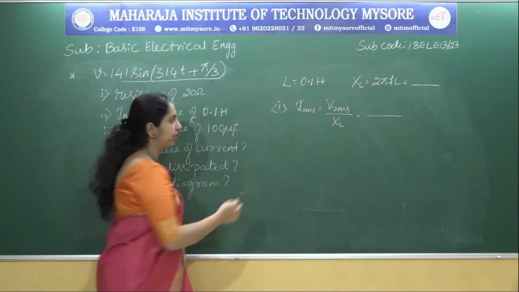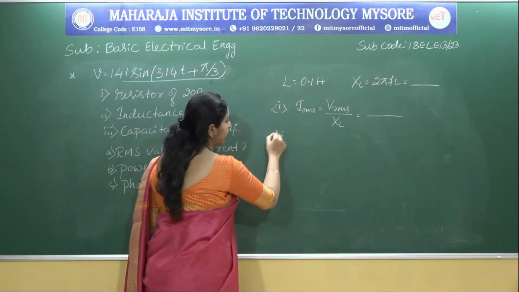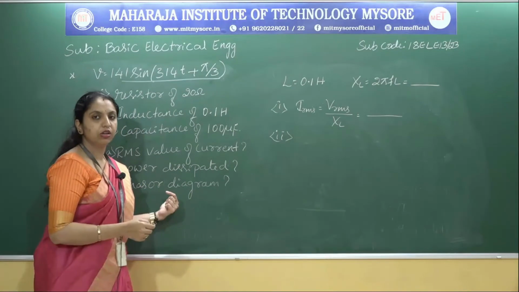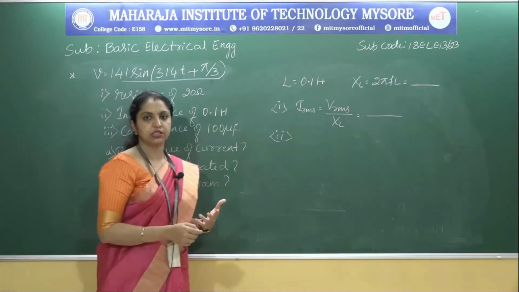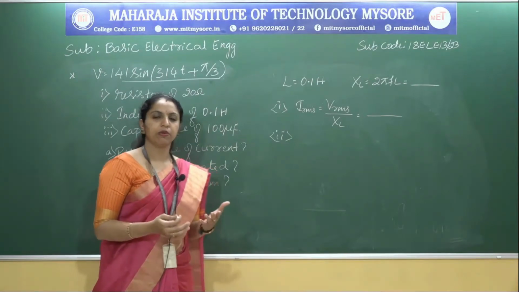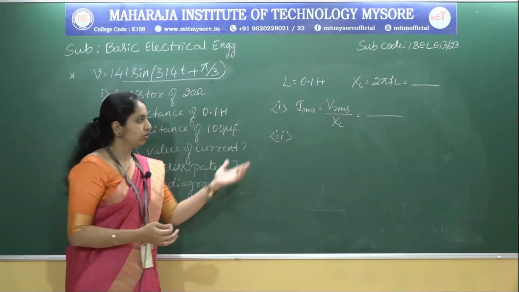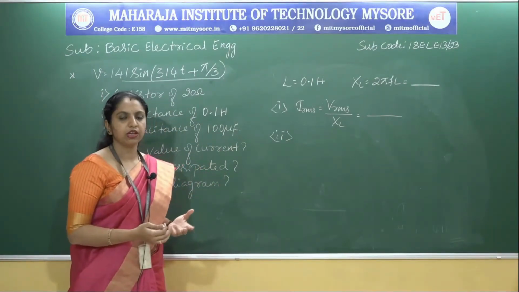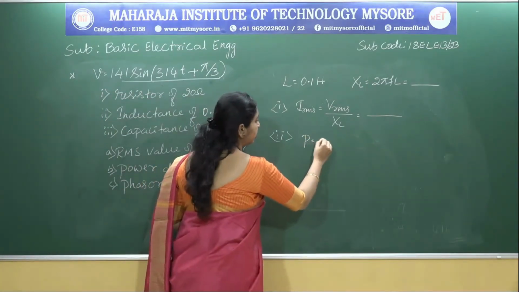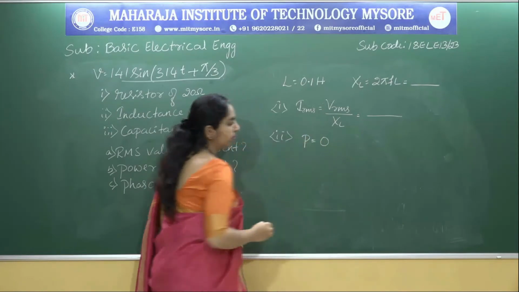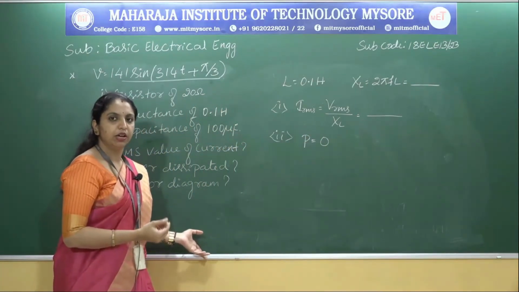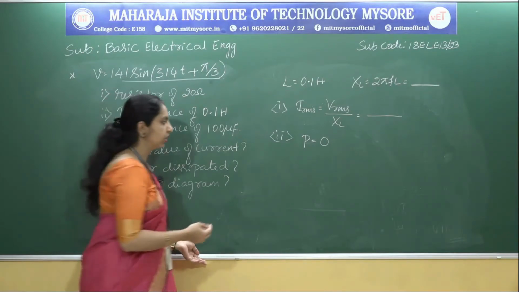And in the second part, what is the power dissipated in a pure inductive circuit? As I have already explained, in a pure capacitance circuit and a pure inductance circuit, there is no power. Since it does not consume any power, straight away you can take P is equal to 0, because there is no power dissipation in a pure inductive and capacitance circuit.